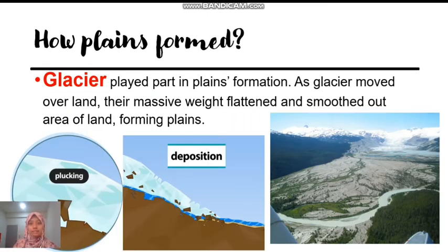Next one is plains formed because of glaciers. Glacier, we can call it the natural bulldozer, where it can pluck the ground when it flows down from the hills. When this plucking process happens, the pieces of ground will flow together down the hills, and then it will deposit them in the low area. Then the melted glacier will flow to the river, and these deposited sediments form a plain. So this is how a plain from a glacier looks like.